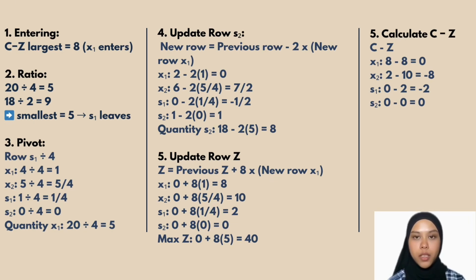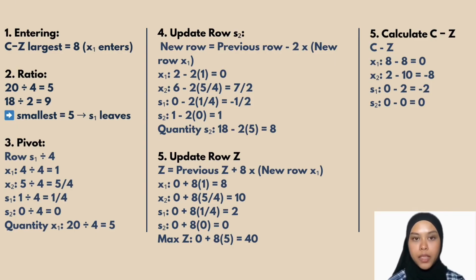And then the next step is we perform the ratio test to determine the leaving variable. 20 divided by 4 equals 5 and 18 divided by 2 equals 9. The smallest value is 5, so S1 leaves the basis. Next, the pivot element is 4. Now, we divide the entire first row, which is the S1 row, by 4. And the answer is 1, 5 over 4, 1 over 4, 0, and 5. This becomes the new x1 row.